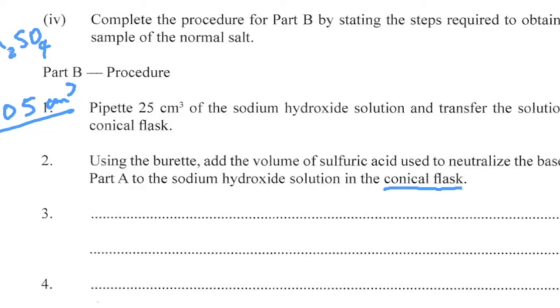Now in part B, we need not use the indicator because we already know what the volume is that will totally neutralize our base. Furthermore, if we were to add an indicator, then we would not have a pure sample of our salt. The indicator would be acting as a contaminant. I think the question will more than likely ask us about that a little later on. So that's why we don't use the indicator this time around. So step 3, we would need to transfer the contents of the conical flask to an evaporating dish on a water bath, or we could just simplify it.